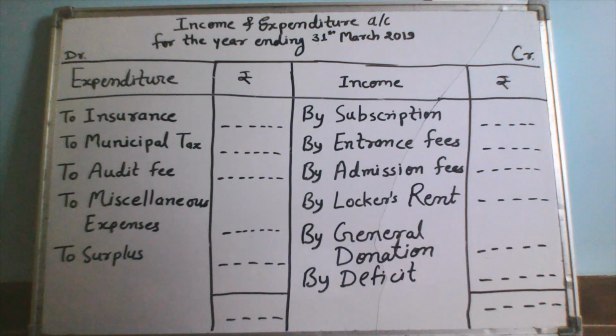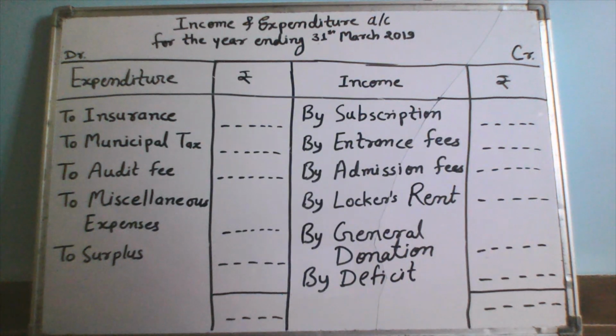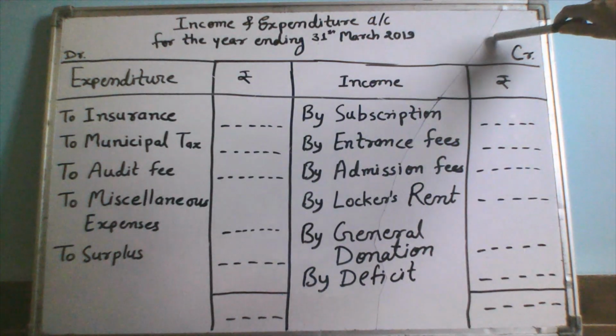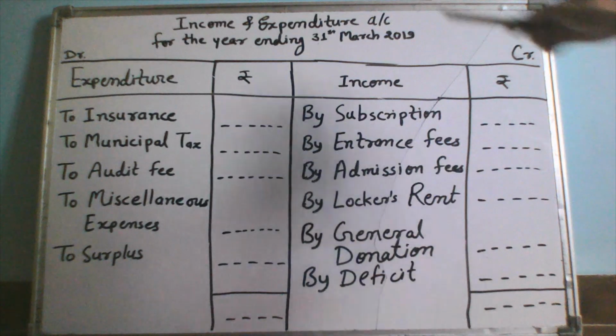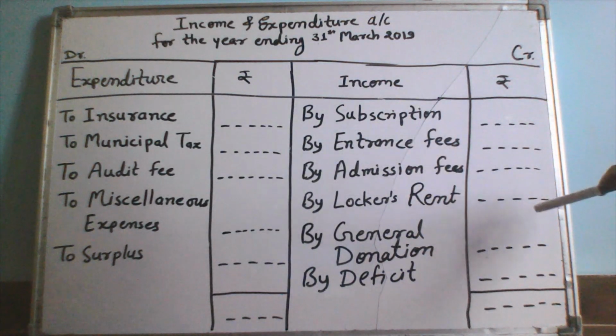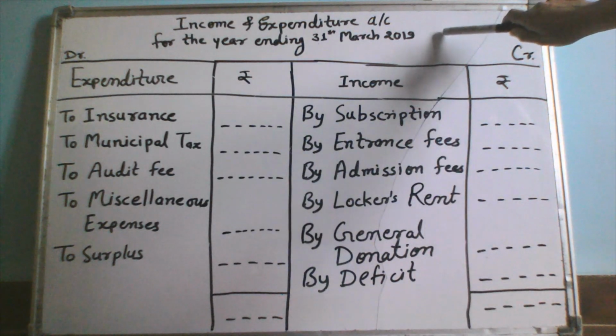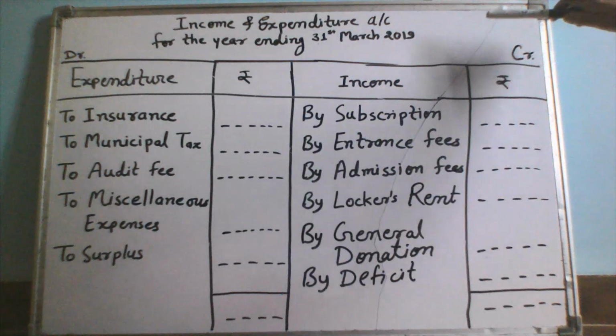You do not use the terms profit and loss because profit and loss is made by organizations which work for a profit motive. NPOs do not work for profit motive, they work for a social cause. That's why NPOs make an income and expenditure account. Here we record all the expenses and here we record all the income. Pay attention: expenses and income related to the current year only, right? So this is the income and expenditure account.